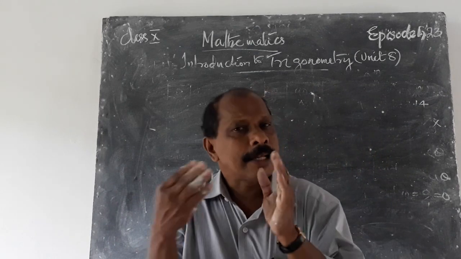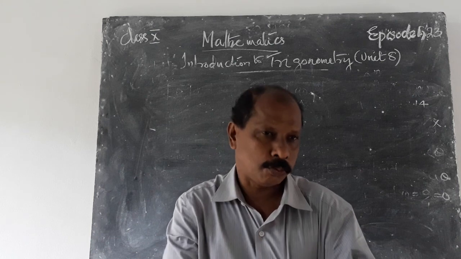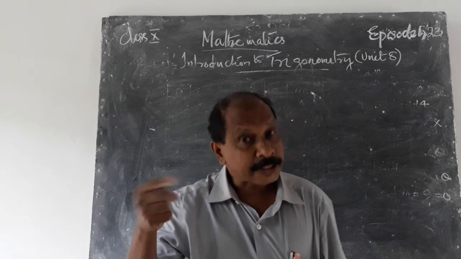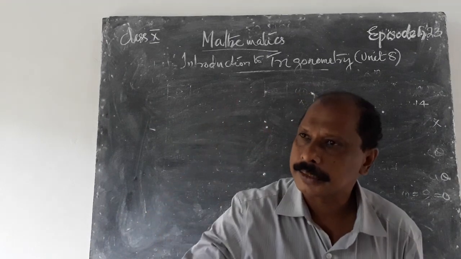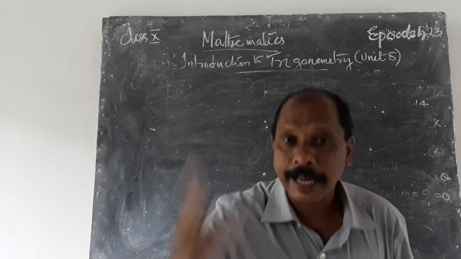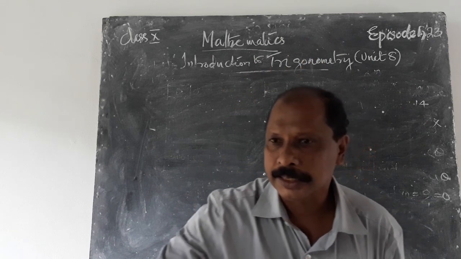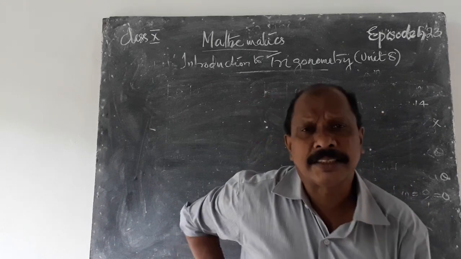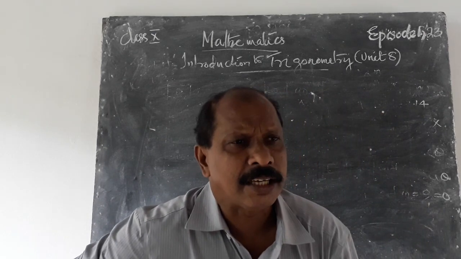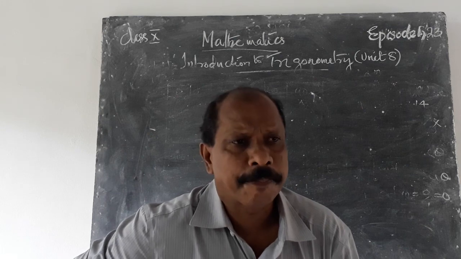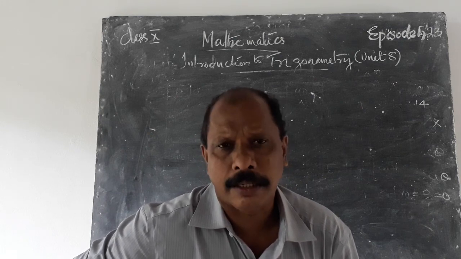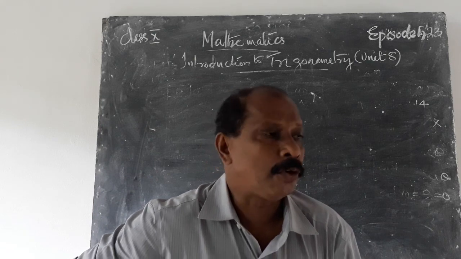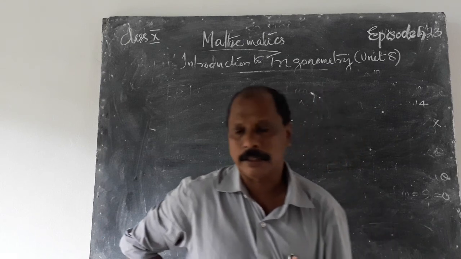Then, let us consider the trigonometric functions. For that, ABC is a right angle triangle, right angle at B. Let us assume that the angle at C is theta. Then AB is the opposite side, BC is the adjacent side, and AC is the hypotenuse. Then the basic trigonometric functions are sine theta, cosine theta, tangent theta. Short forms are sin theta, cos theta, and tan theta.